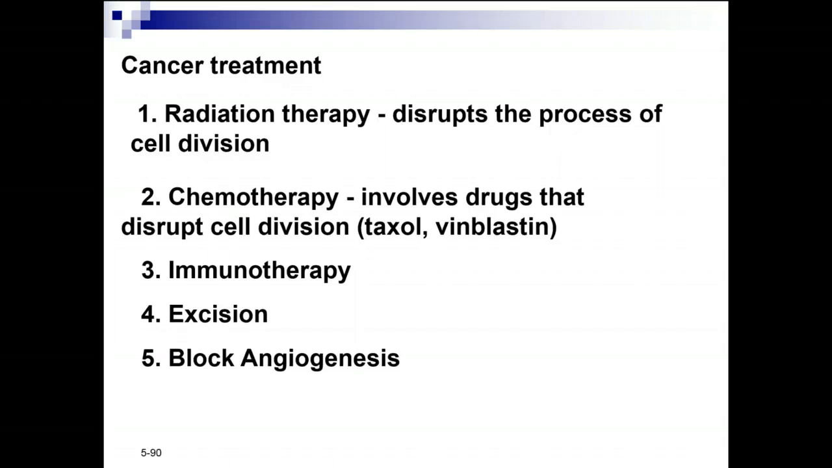However, normal cells that rapidly divide, such as the cells that produce hair and the lining of the digestive tract, will also be disrupted. Immunotherapy is a relatively new strategy where scientists hope to somehow trigger your own immune system to kill the cancer.